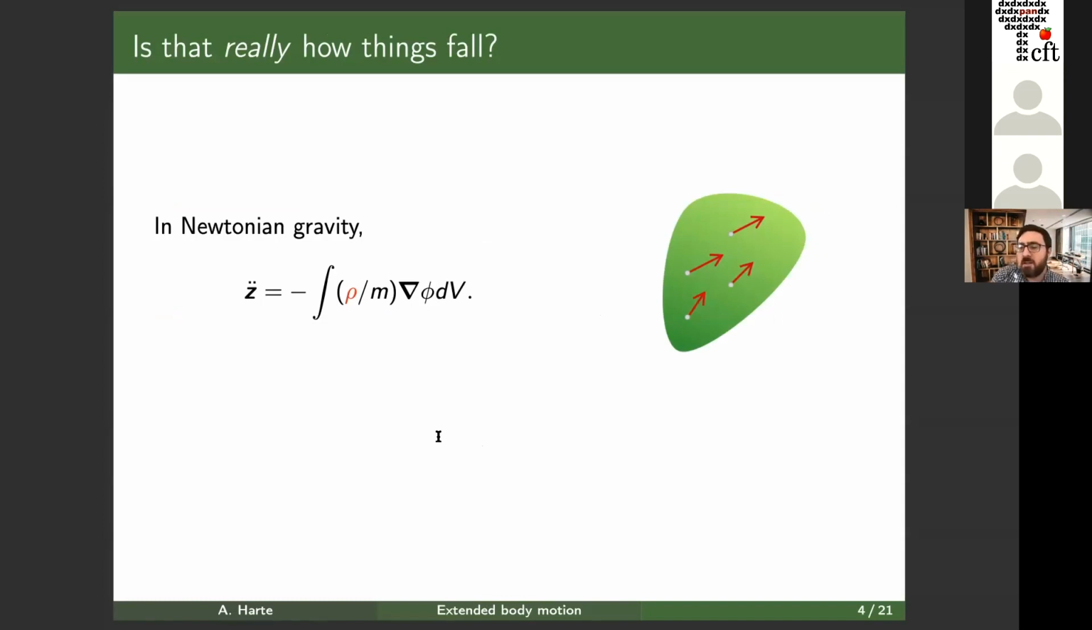So in this talk, I want to challenge that, and I'm not challenging it in the sense of saying that either Newtonian gravity or general relativity is wrong in any way. I just want to ask, is that really what these theories predict? And the short answer is not exactly, but usually they're very good approximations.